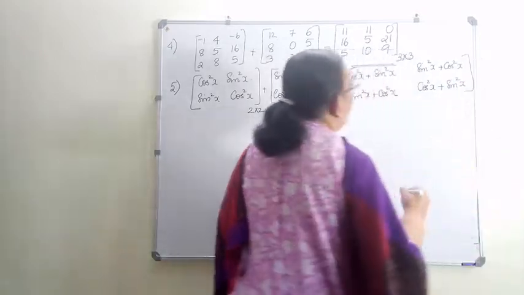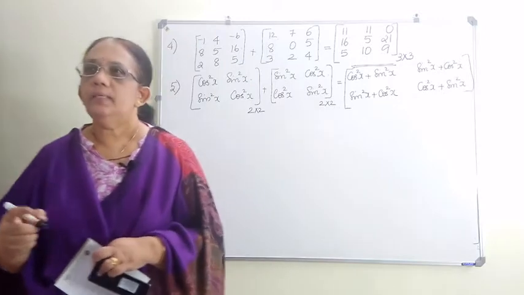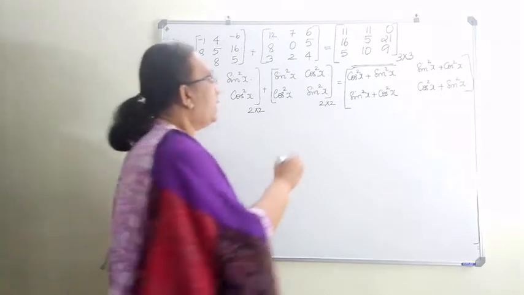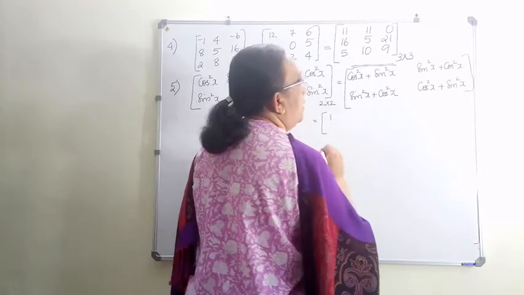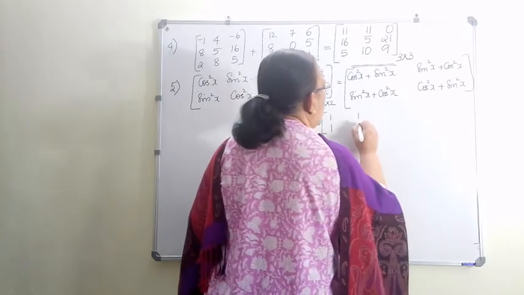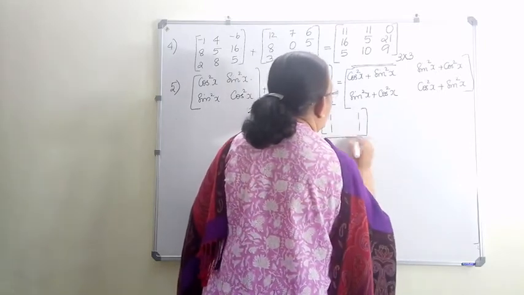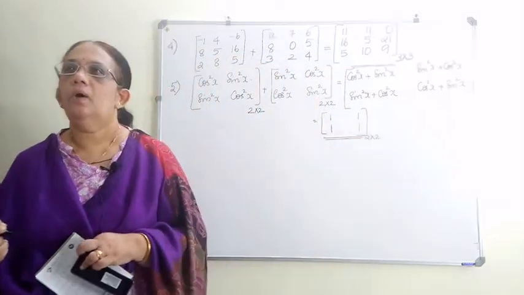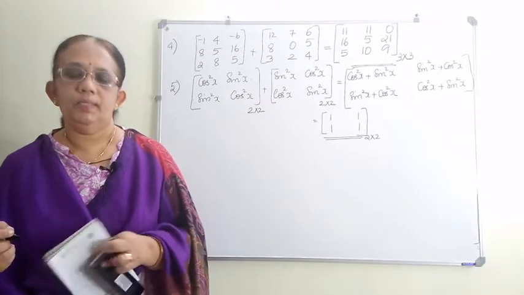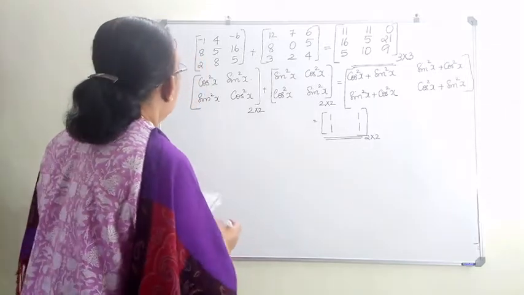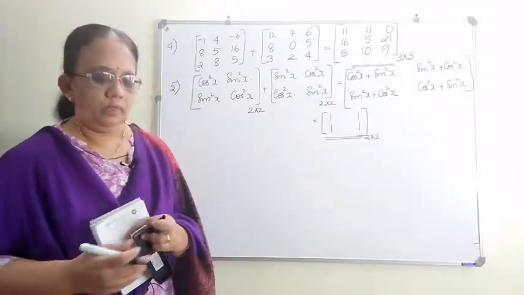Add the corresponding elements. Now, in this case, you have to remember the trigonometric identity you have studied in class 11. Cos squared x plus sin squared x is equal to 1. Sin squared x plus cos squared x is 1. So, this is a 2 by 2 matrix in which all elements are equal to unity. Clear? Okay.